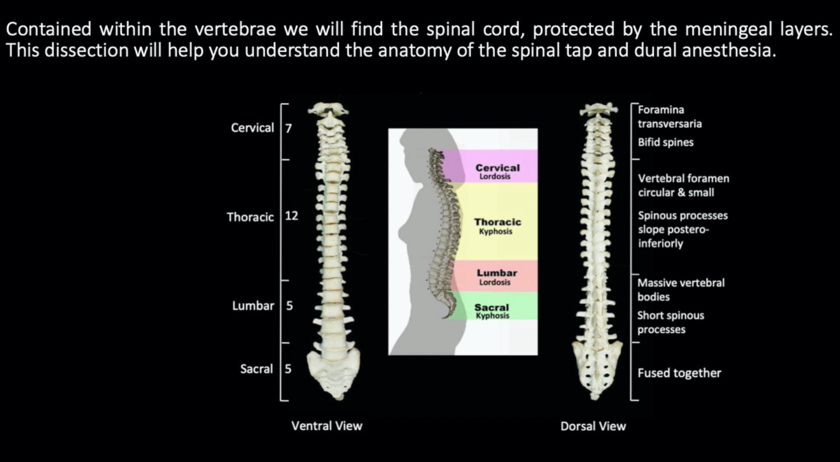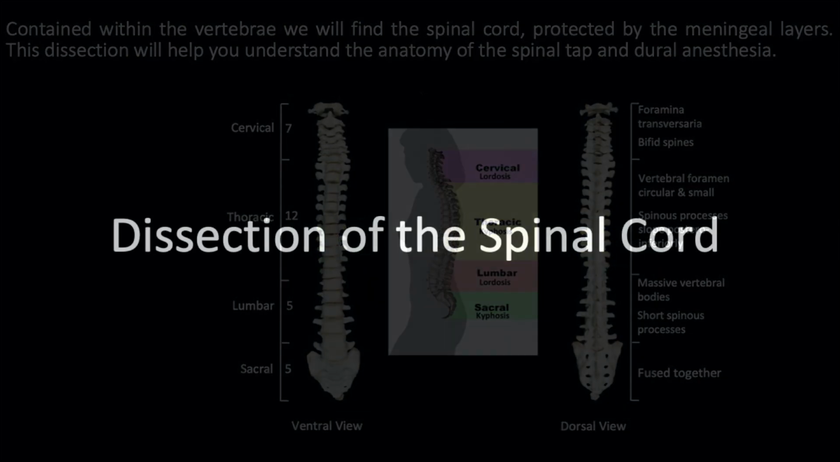Contained within the vertebrae, we will find the spinal cord, protected by the meningeal layers. This dissection will help you understand the anatomy of the spinal tap and dural anesthesia. Let's start the dissection of the spinal cord.